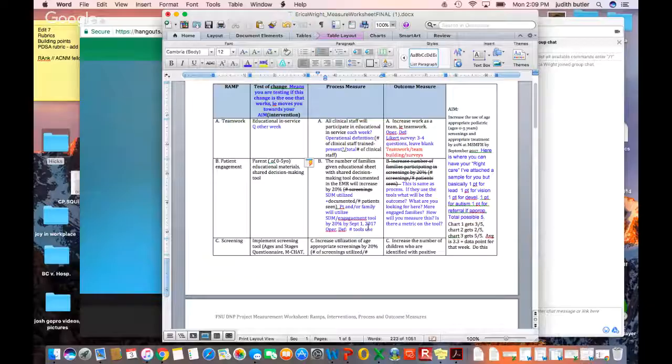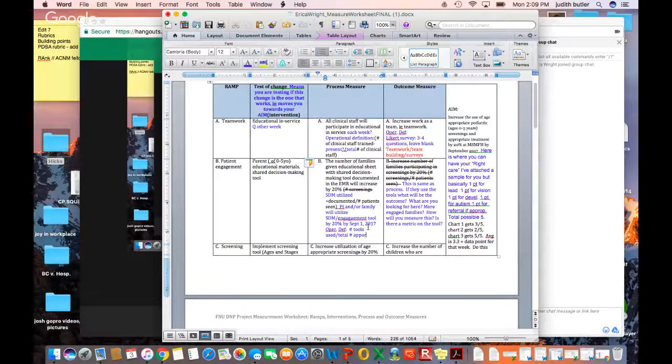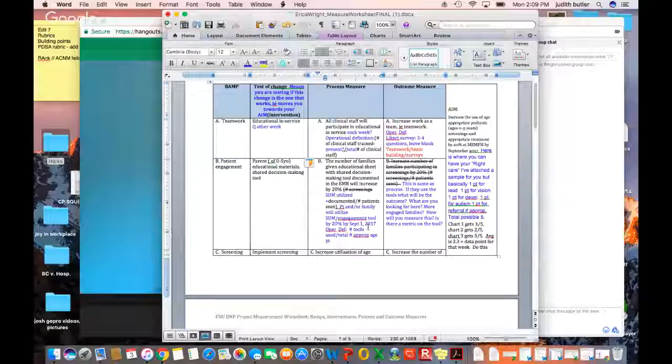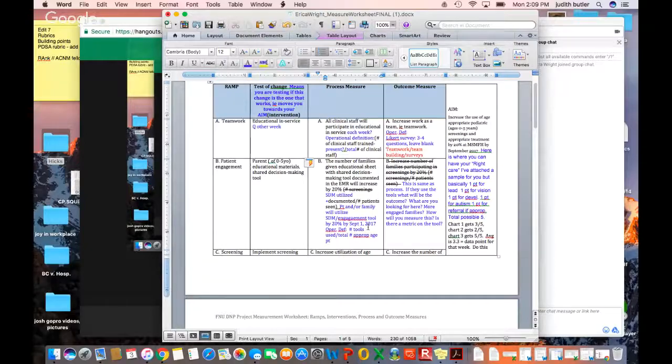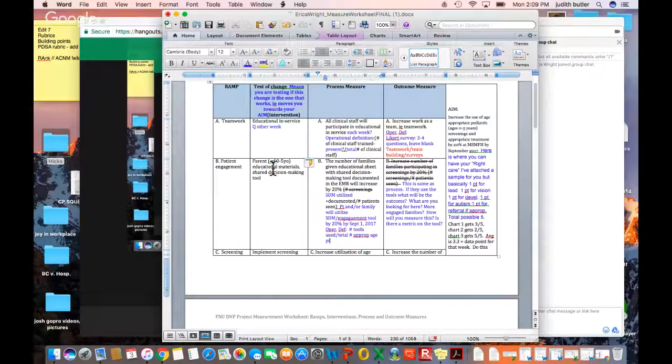Let's see. I think I just said the number of shared decision-making tools utilized over the amount of patients seen. Yep. It'll be the total number of appropriate age, right? Yep. So that's perfect. You just have to get the tool. And so this is going to be either a shared decision-making tool. You can give them educational materials, but better yet, if you have something that, and this has got to be out there, this cannot be brand new.